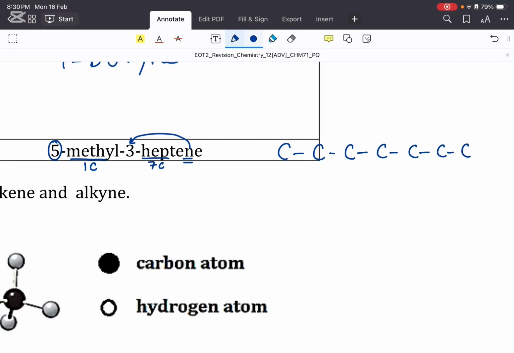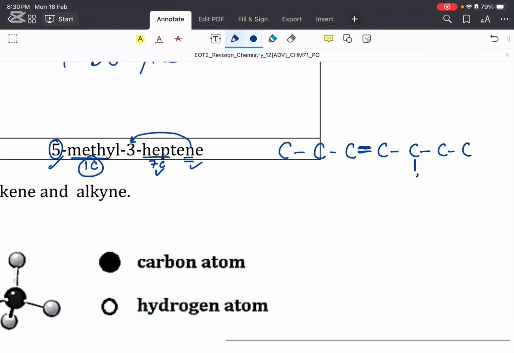Now I have a double bond on the third. 1, 2, 3. So here's the third. I'm going to put a double bond. I'm done with this. Now I have on the 5th, 4, 5. Here's the 5. I have 1 carbon. That's a 1 carbon. Once you are done, now you move on to drawing the hydrogens.